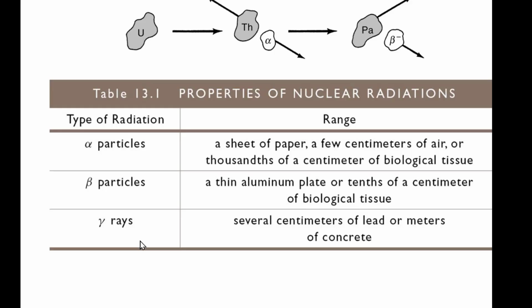So while you might have a bunch of uranium in a nuclear reactor, it will be giving off helium atoms and it'll be giving off electrons, but it's also giving off high energy light. And that high energy light has the possibility to give you cancer and damage your DNA. And in order to shield yourself from that, you need a lot of lead and or concrete between you and the radioactive material.